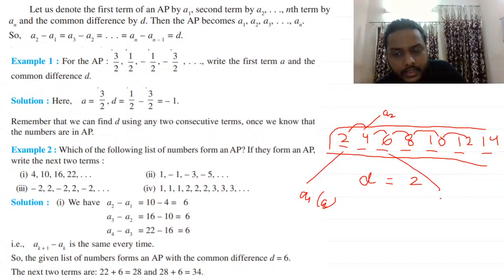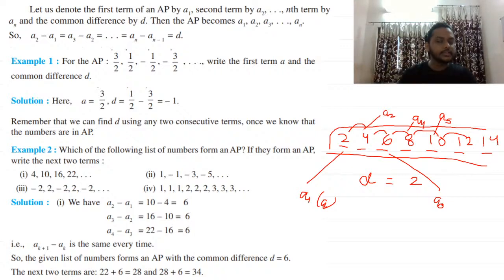Third term is what? A3. Fourth term is what? A4. Fifth term is what? A5. And similarly, you write down the respective terms. Okay. So first term A1, A2, A3, A4, A5, A6, A7, A8, A9, A10. So these are the respective terms.